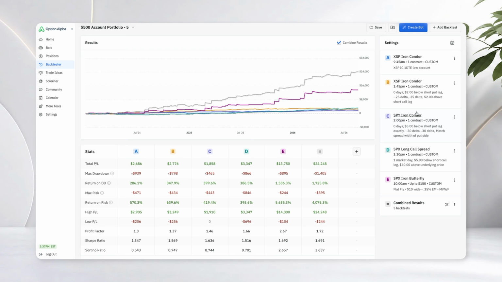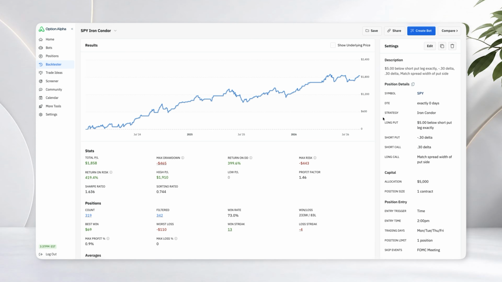Now, this next strategy, strategy C, was a SPY 0 DTE Iron Condor. This enters at 2 p.m. with 1 contract.